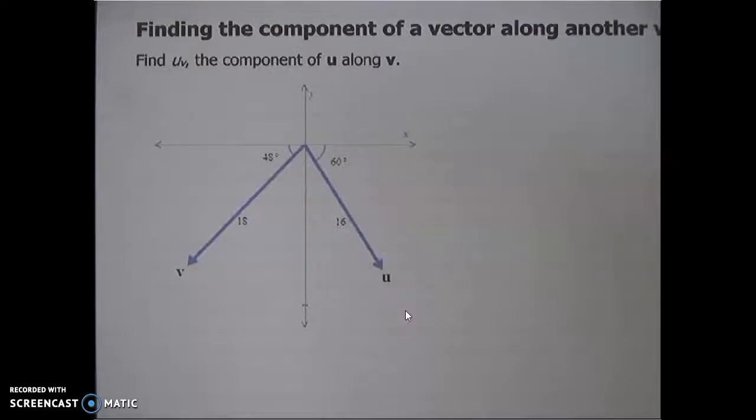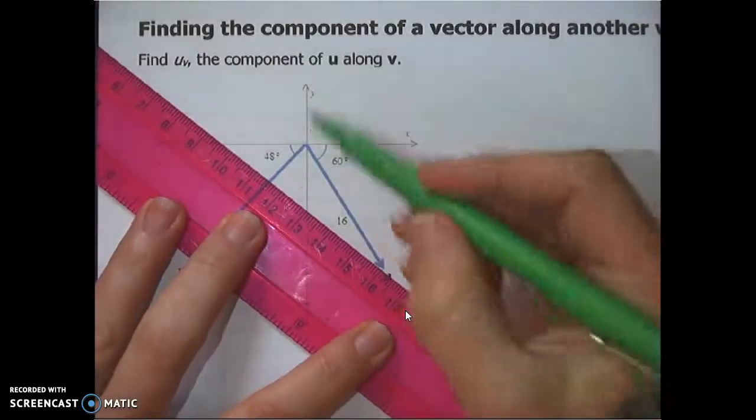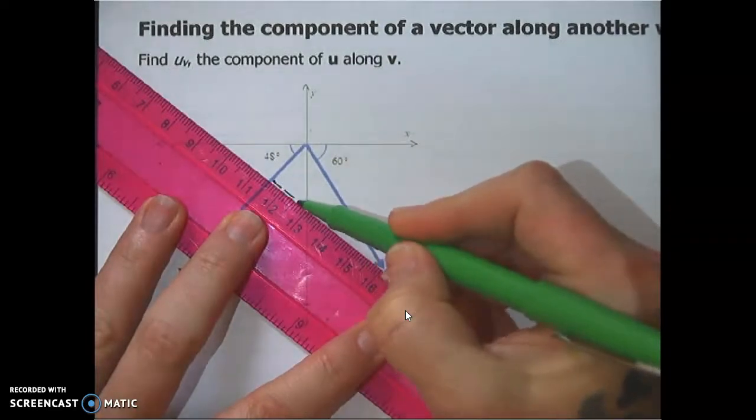We're going to look at finding the component of a vector along another vector. So here they ask me to find the component of u along v, which is also called u sub v. So first, let's look at what that looks like. What that is, is drawing a perpendicular line from the end of u onto v.